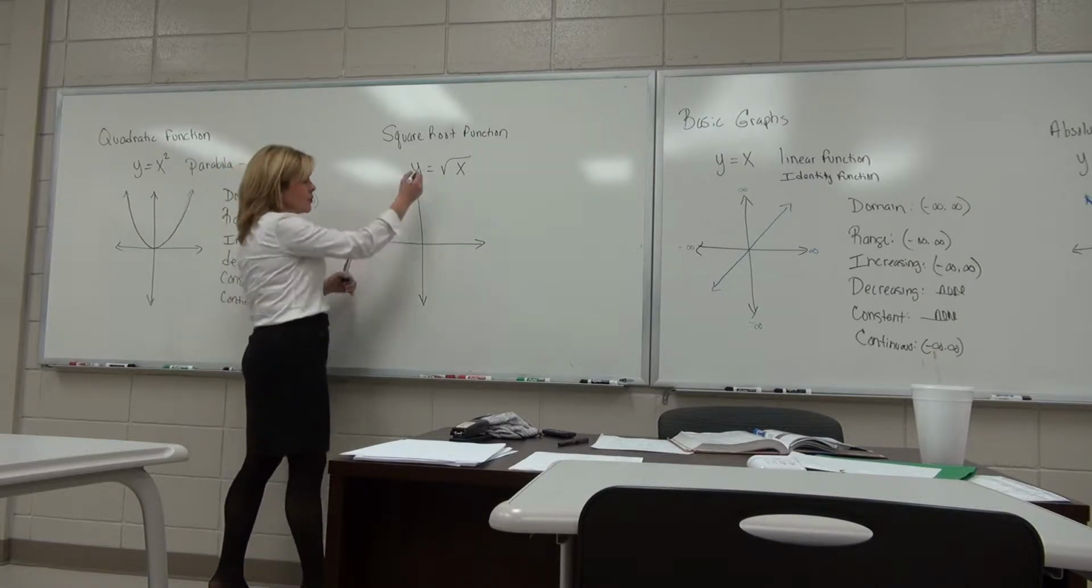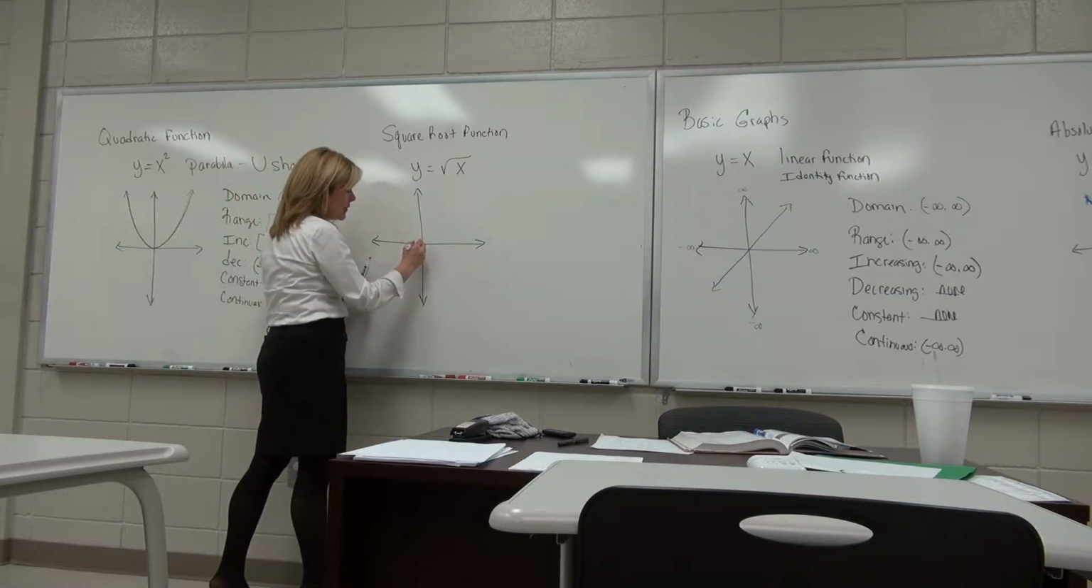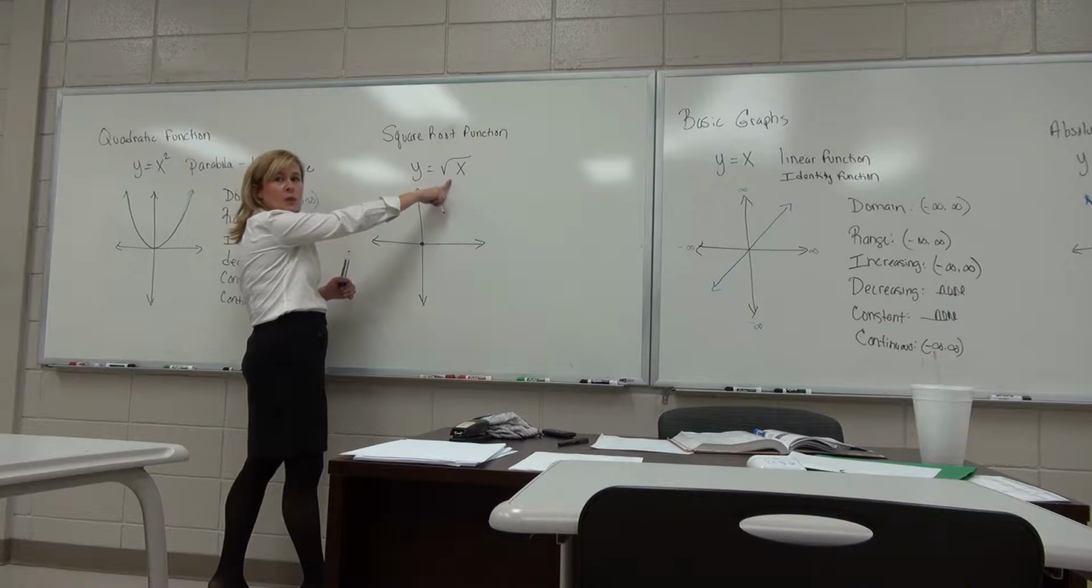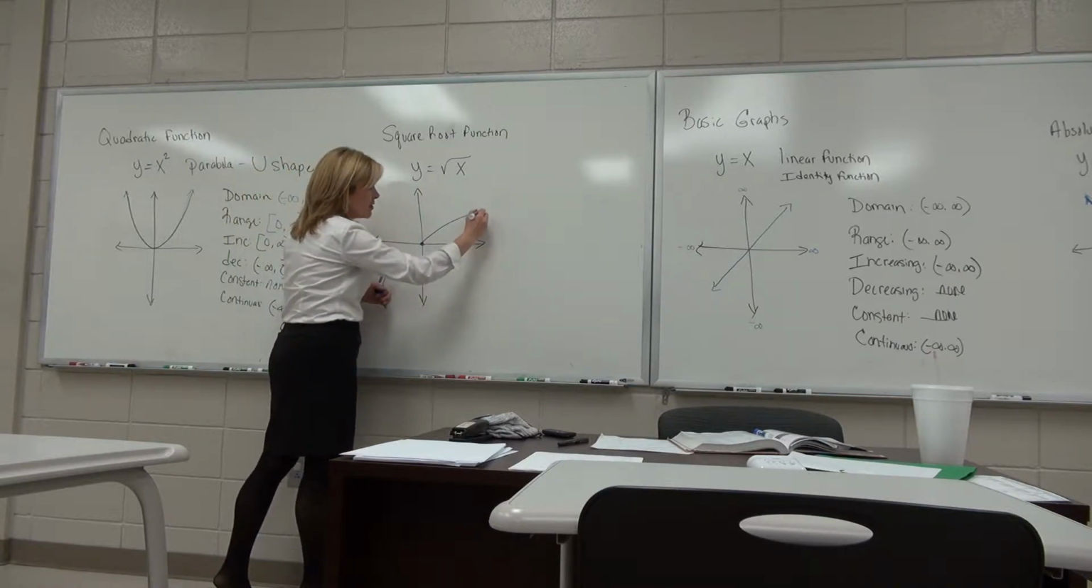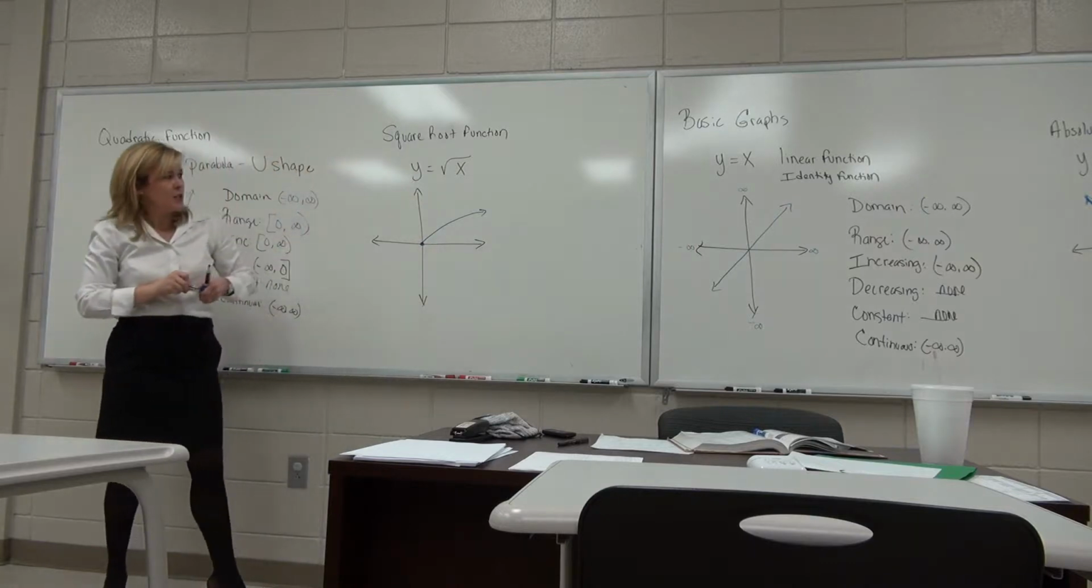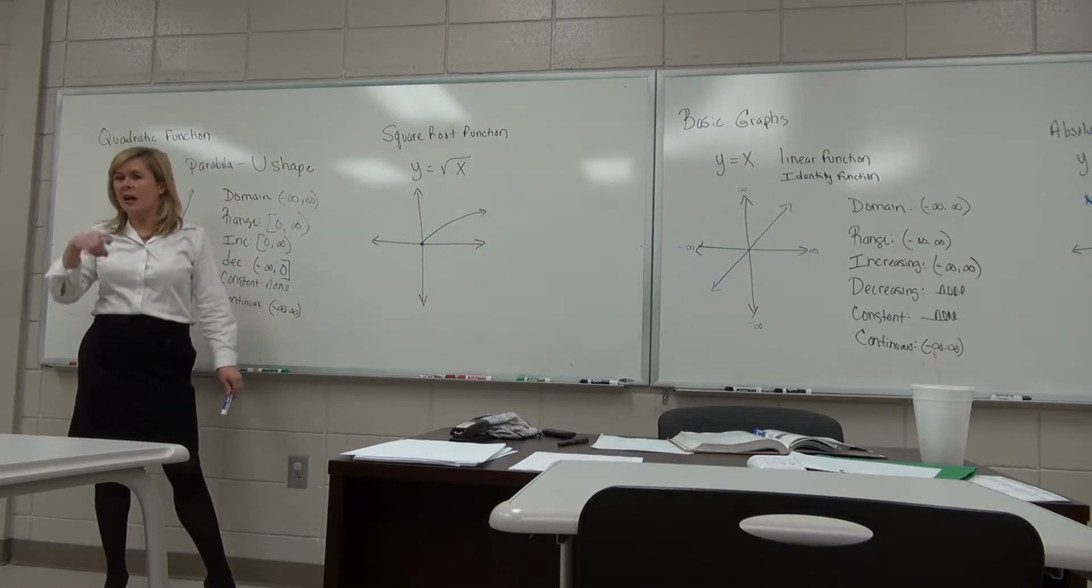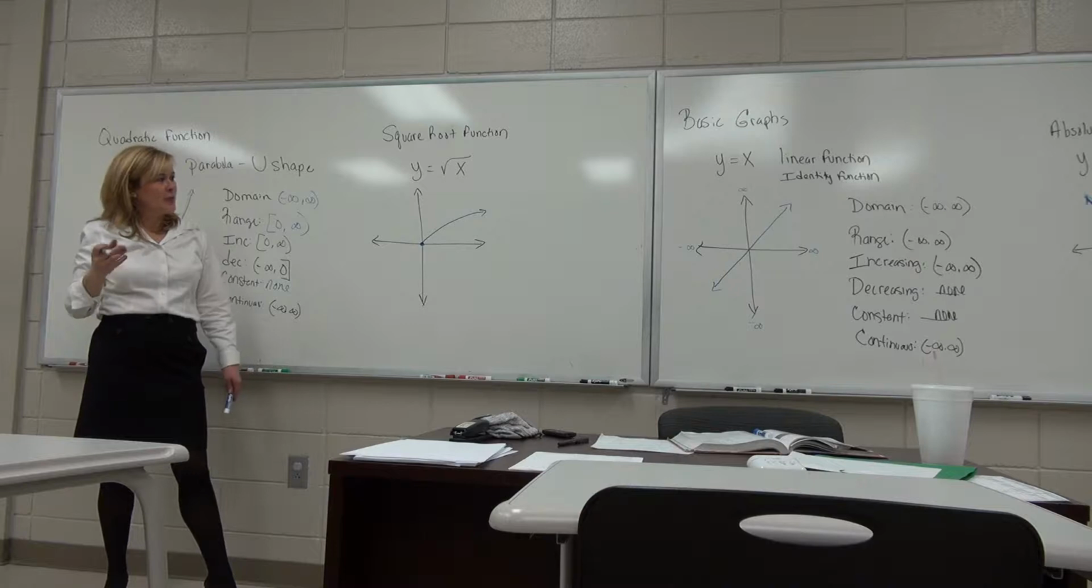So a square root function would always start here at the origin, because what's the square root of 0? 0. And then you can take the square root of everything else. It's going to gradually go up. This is what every square root graph looks like. It has this basic shape.